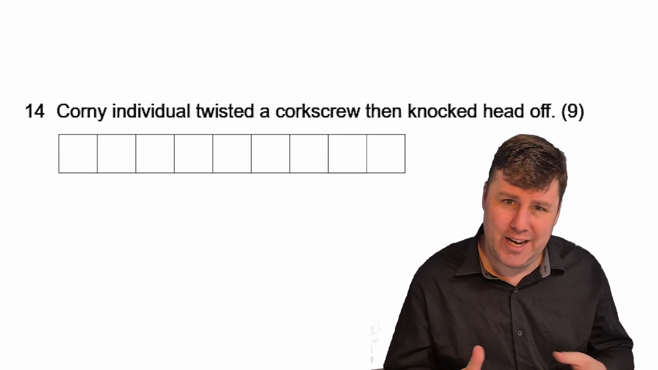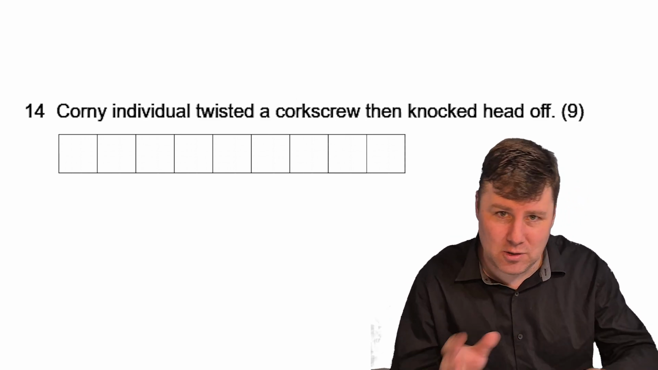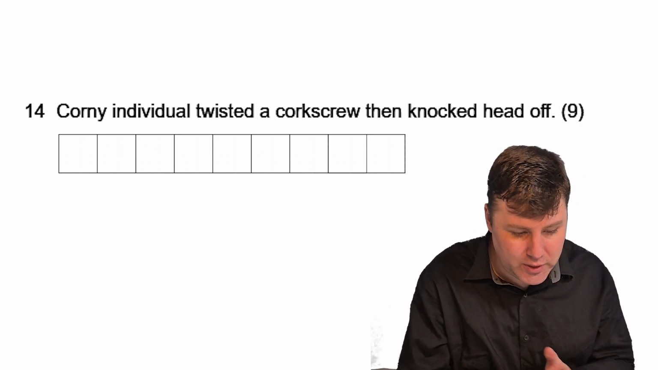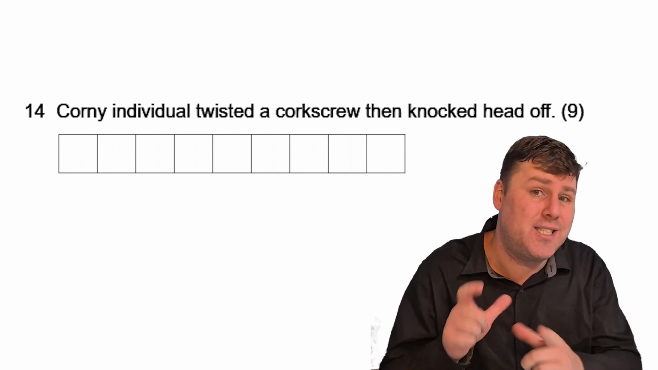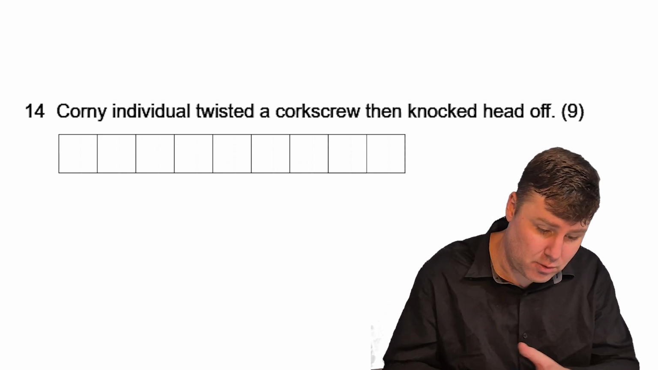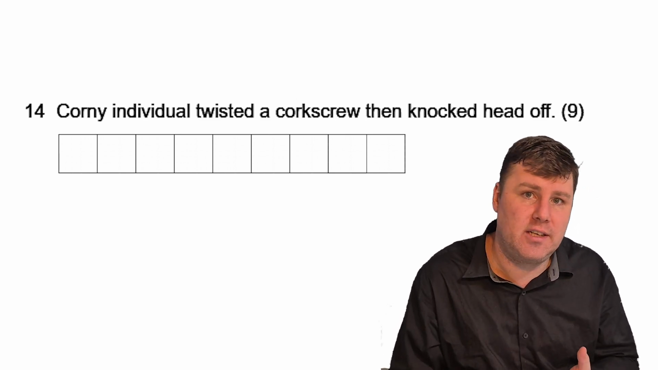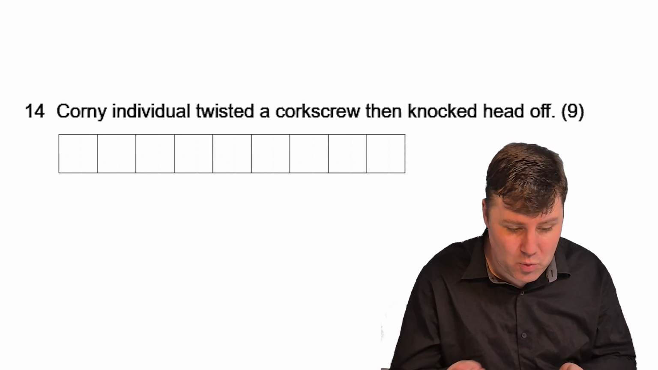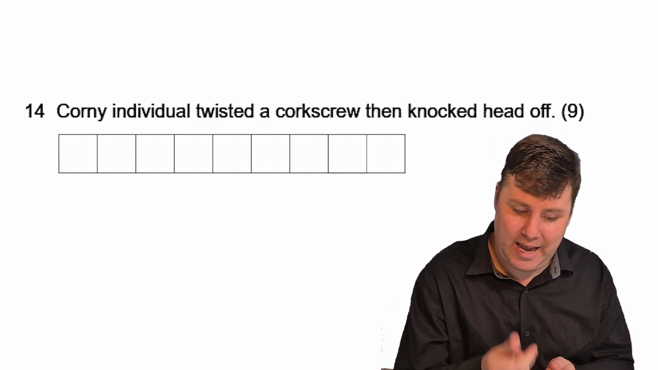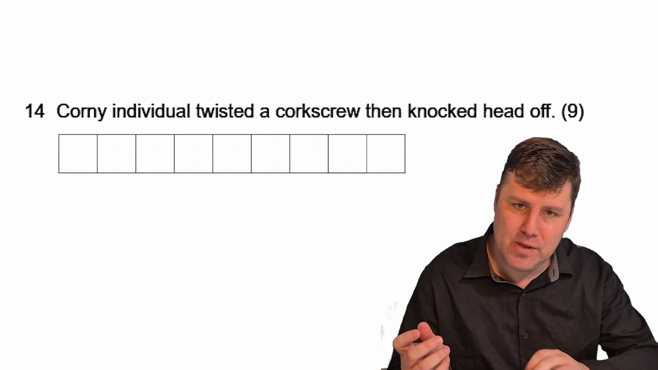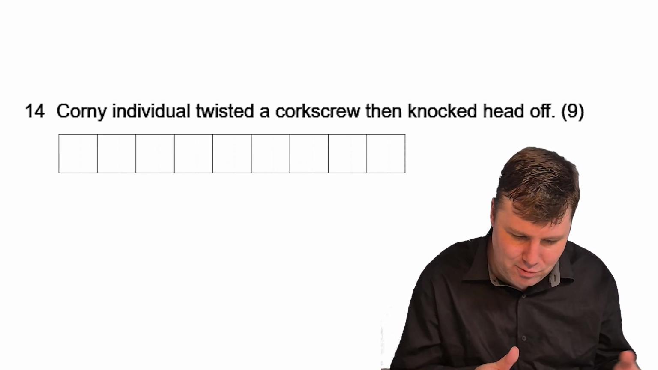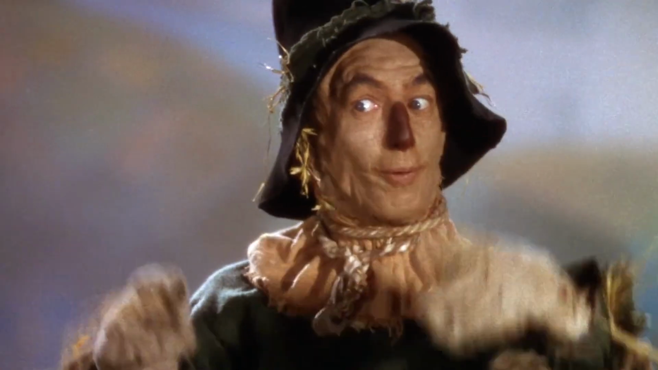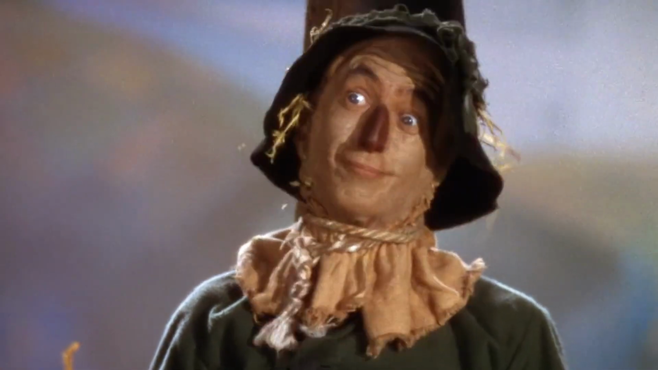So as we mentioned earlier, anything involving shuffling or twisting or breaking will be an anagram indicator. So twisted a corkscrew, we're twisting the letters of a corkscrew. Then knocked head off, the head is coming off the word knocked. So the K is being pulled out from those letters we've just rearranged. 9-letter answer, scarecrow. Some people without brains do an awful lot of talking, don't they?